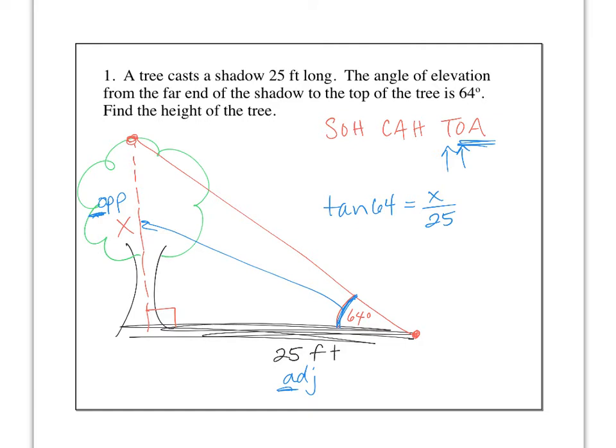Now we solve it, so whatever's on the bottom of that fraction, you have to multiply by that. In this case, the 25s cancel out, and now I'm going to take my calculator and type in 25 tan 64. And when I do that, I get 51.26 feet. Why don't you take a second, pause the video, type it in your calculator, and make sure you get 51.26.